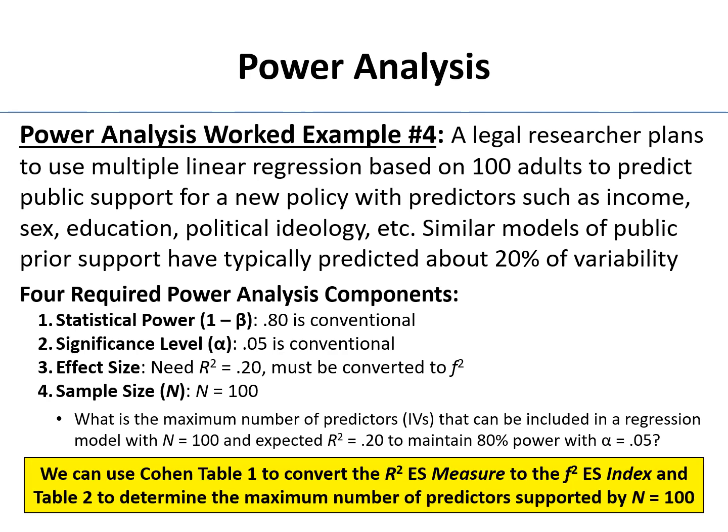We can use Cohen's table 1 to convert the R squared effect size measure to the F squared effect size index. The formula is shown there. And then we can use table 2 to determine the maximum number of predictors that are supported by that effect size index value and by a sample size of 100.